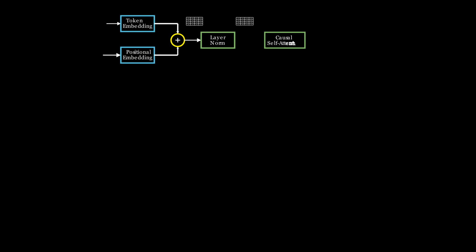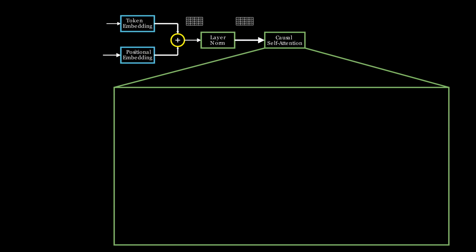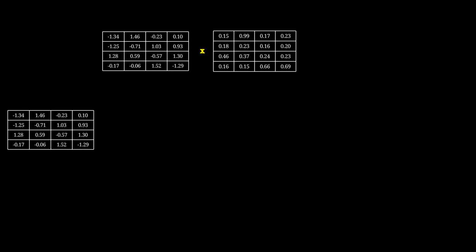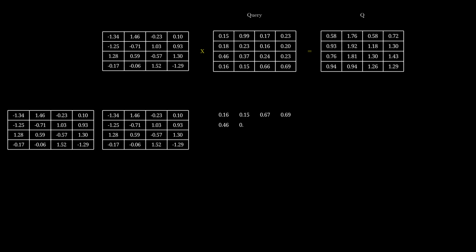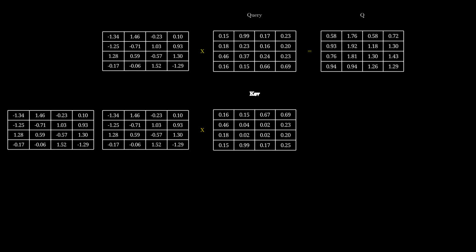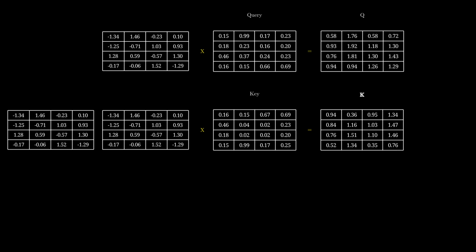Now comes the heart of transformer, self-attention. And because we're predicting the next word, we need it to be causal, no peeking into the future. We take the normalized 4x4 matrix and create 3 different copies of it. We multiply the first copy by the query weight matrix, giving us Q, the second copy by the key weight matrix, giving us K, and the third copy by the value weight matrix, giving us V.